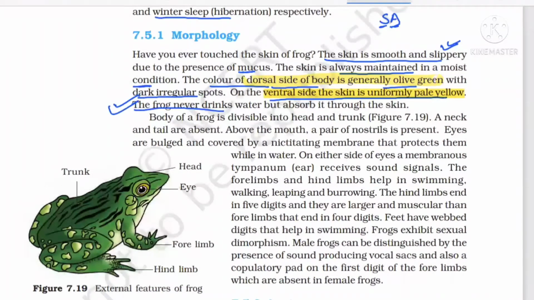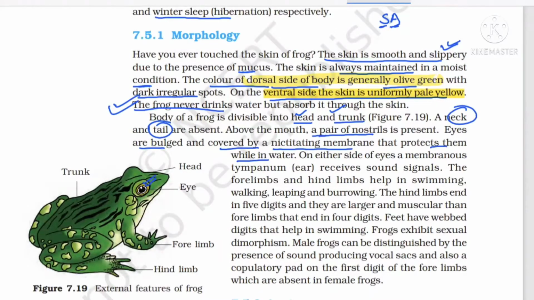Now its body is divided into two parts, head and trunk. We will not say neck. Is it clear? We will not say neck. It is head and trunk only. Neck and tail are absent. Now, above the mouth is present a pair of nostrils. Eyes are bulged out, please focus. And they are covered by a third eyelid known as the nictitating membrane, which protects them while they are in water.